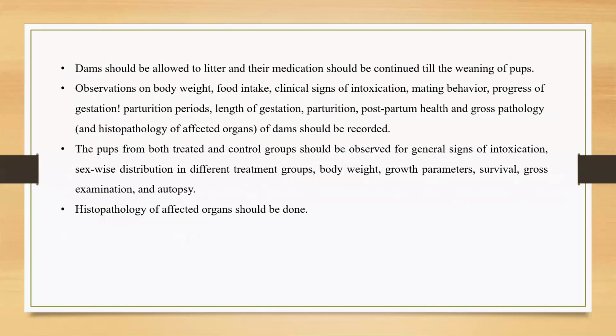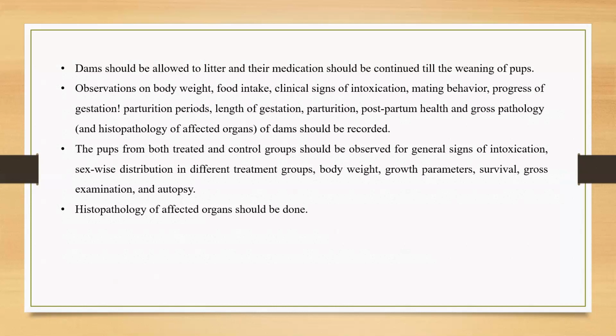Next, the dam should be allowed to litter and the medication should be continued till the weaning of the pups. Here the dam means the pregnant parent female rats, and the pups means the infants. Litter means the live birth of multiple offspring at a single time. So here it is mentioned that the dam should be allowed to litter and the medication should be continued till the weaning of the pups.